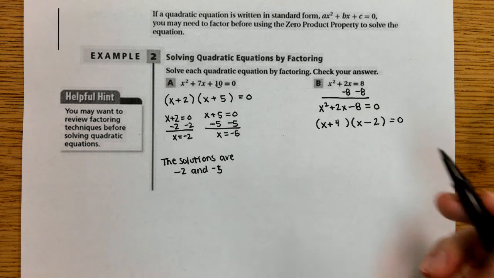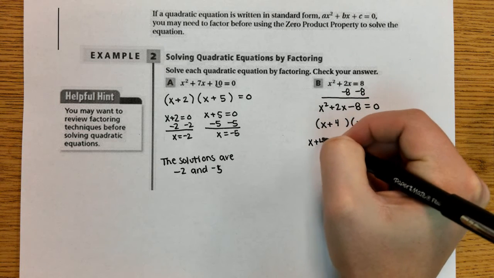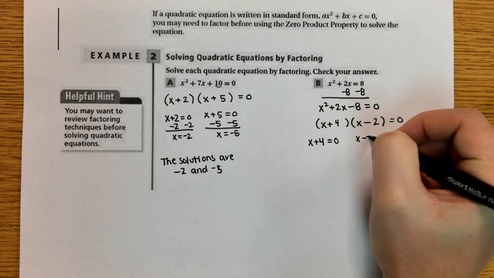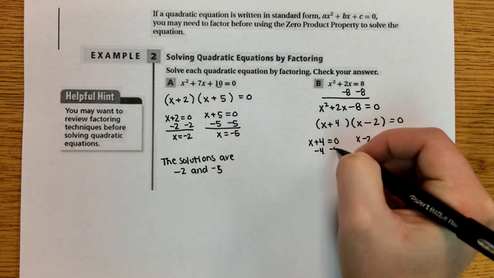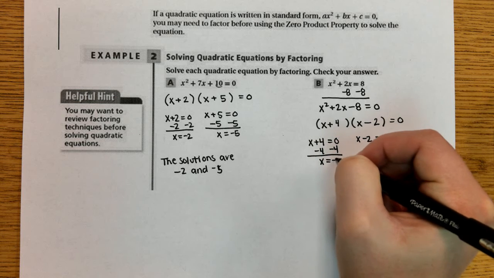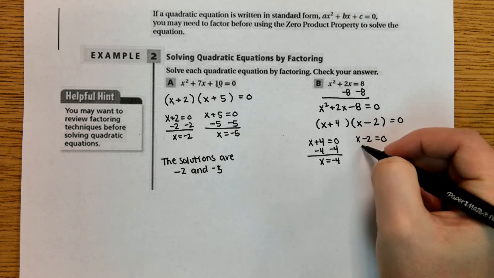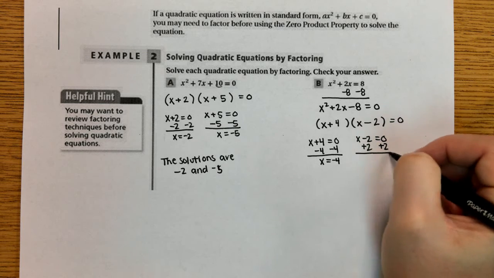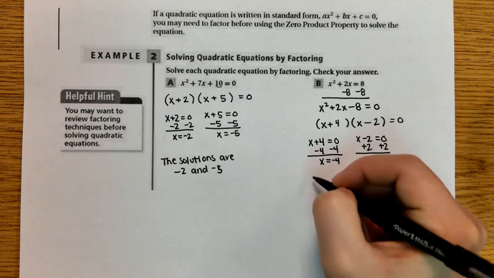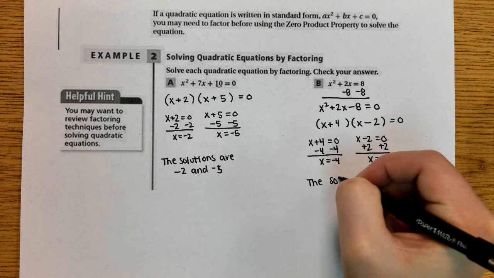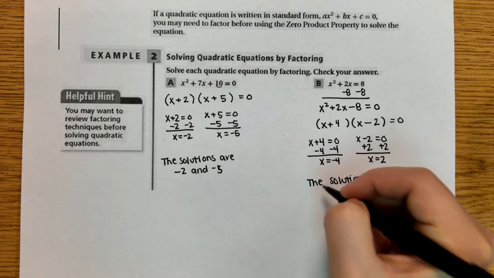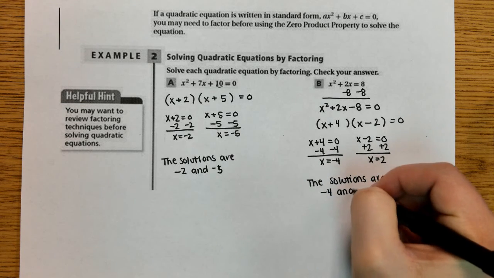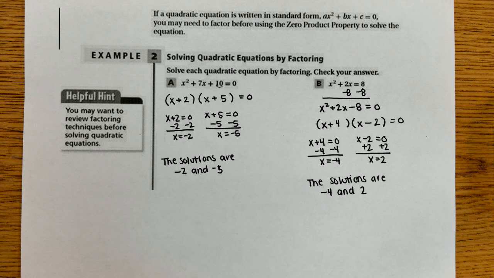So now I'm going to go ahead and set each factor equal to 0. So x plus 4 equals 0, x minus 2 equals 0. For the x plus 4, I'm going to subtract 4 from both sides to get x equals negative 4. The x minus 2, I have to add 2 to both sides to get x equals 2. So the solutions are negative 4 and 2. So that is how you would solve those two.